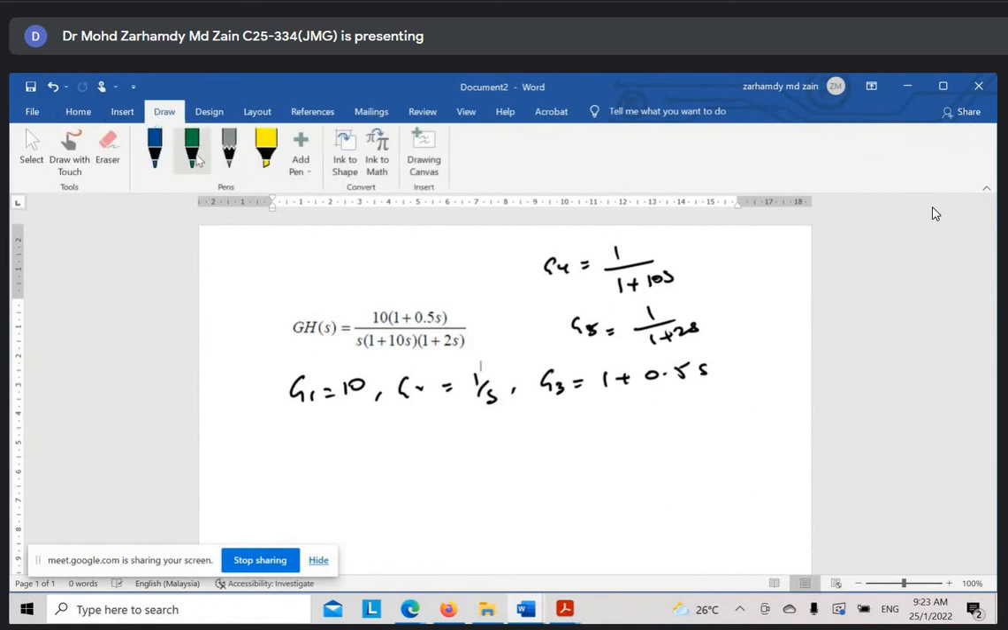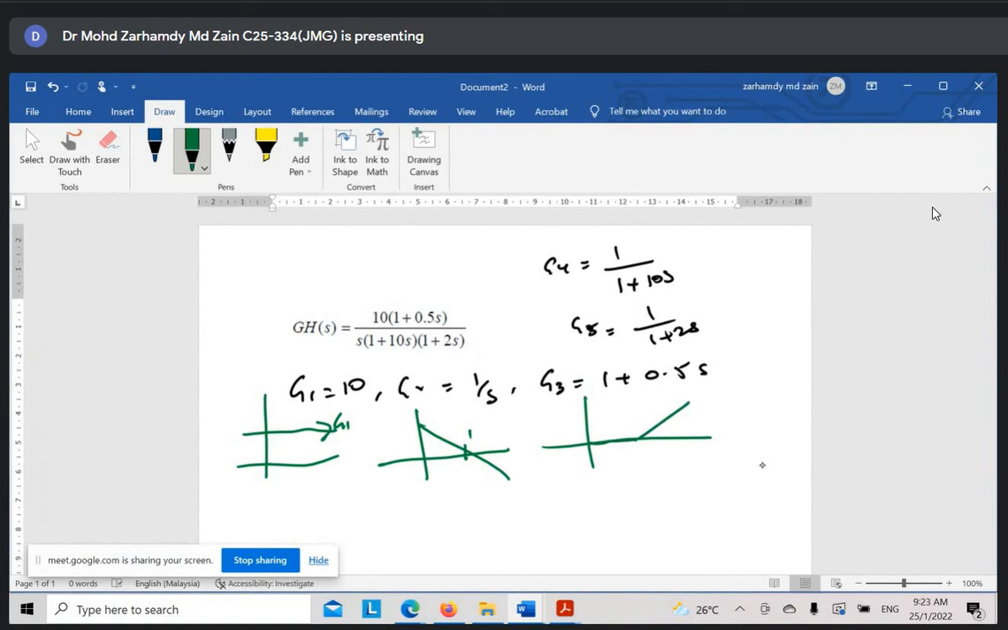So kita dah secara tak langsung, awak dah boleh tahu dia ni garisan dia macam mana. Kalau G1, garisan dia macam mana? Garisan dia terus saja. Ni G1. Garisan G2 dia akan silang pada 1. Dah selesai dah. G3 dia sebab dia 1 bukan 1 per, jadi dia akan naik macam ni. Pada berapa? Pada 1 per 1 per T.